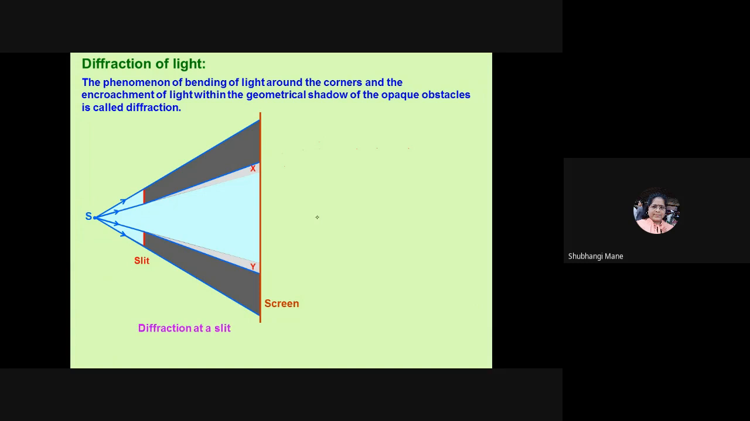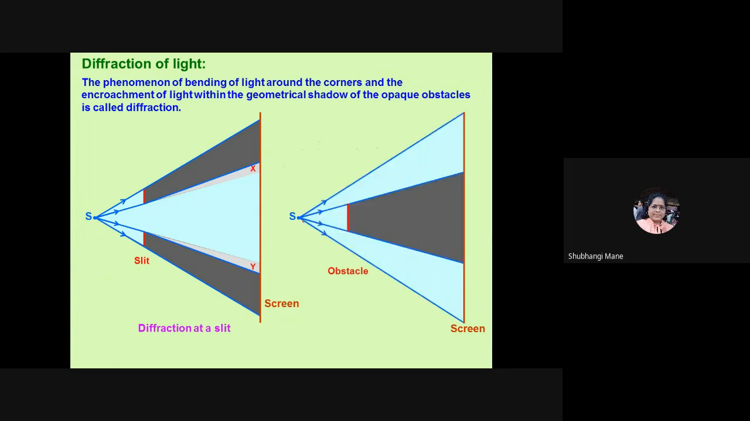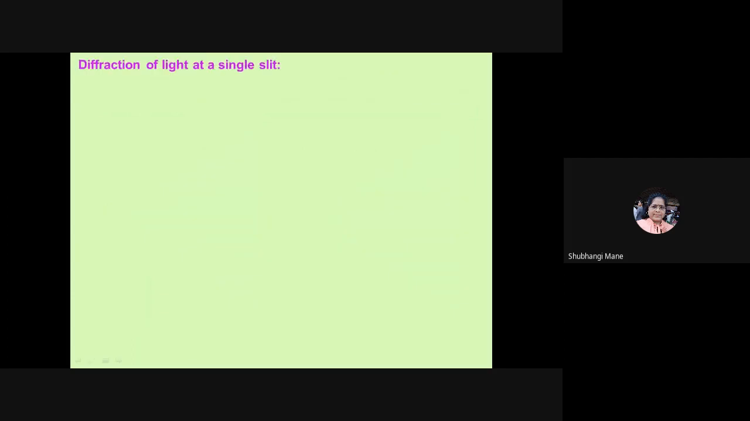So this is called diffraction at a single slit. Now next one. This is the region of geometrical shadow. If this is the slit width, this is the brighter portion which is called the central maximum, right? So this is the geometrical shadow. On either side of the geometrical shadow, you will get maxima of intensity or minima of intensity. This is called diffraction at an obstacle, diffraction at a slit.